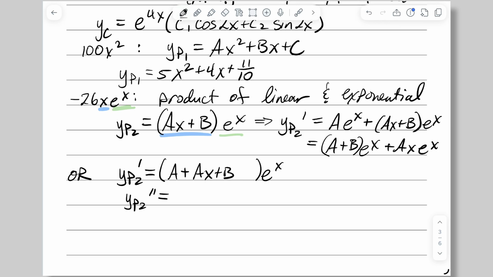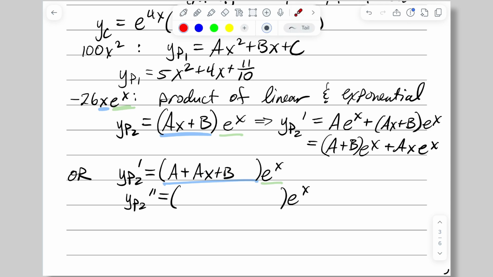yp2 double prime is, okay, so we actually have a product here, right? A plus ax plus b times e to the x. Using the same colors, because hey, it worked before, I have blue times green, blue being the polynomial, green being the exponential. We know when we use the product rule, we're going to have e to the x in all the terms, so I'll just write down e to the x out here.